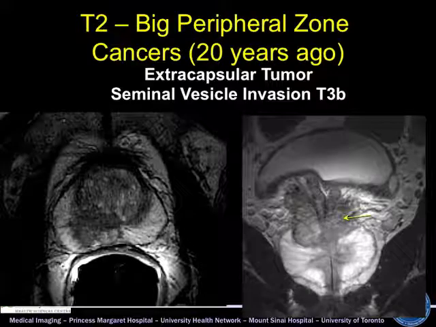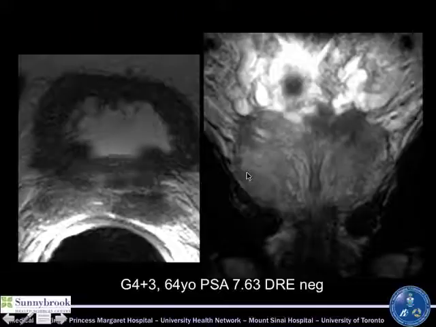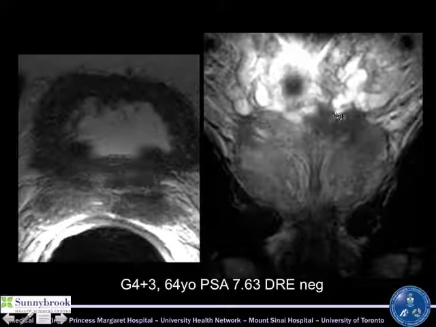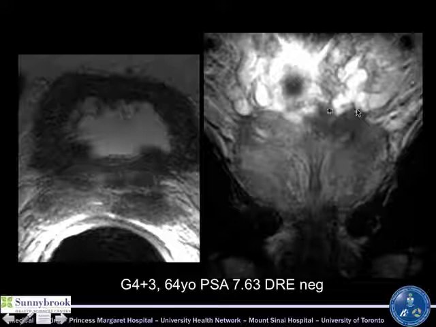So what about staging? I've talked a lot about localization. Staging, this is what big, ugly cancers look like. I've already gone through some smaller cancers. So, big cancer here, invasion into the seminal vesicles, T3B disease, not hard to diagnose. Another case of seminal vesicle invasion. You see the benefit of having the seminal vesicles filled here. So tumor going right up into the left seminal vesicle, and in fact a little bit of tumor here coming out on the right side.